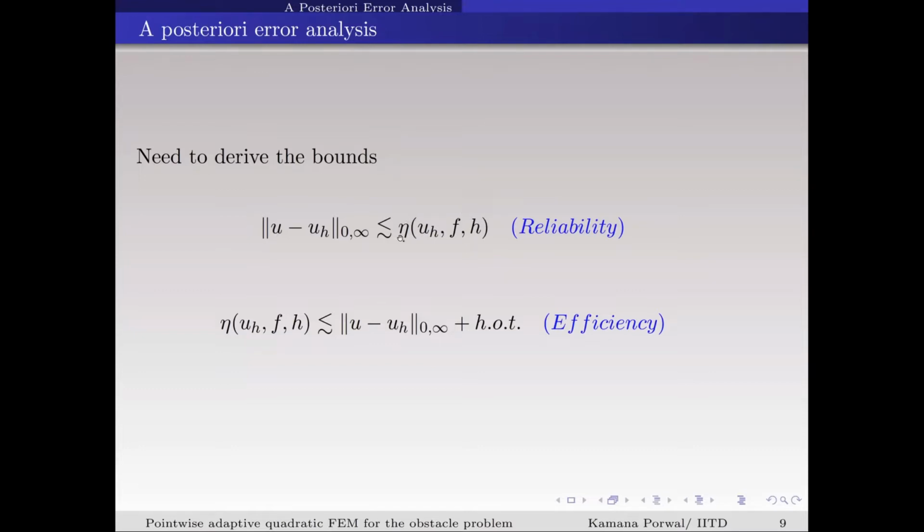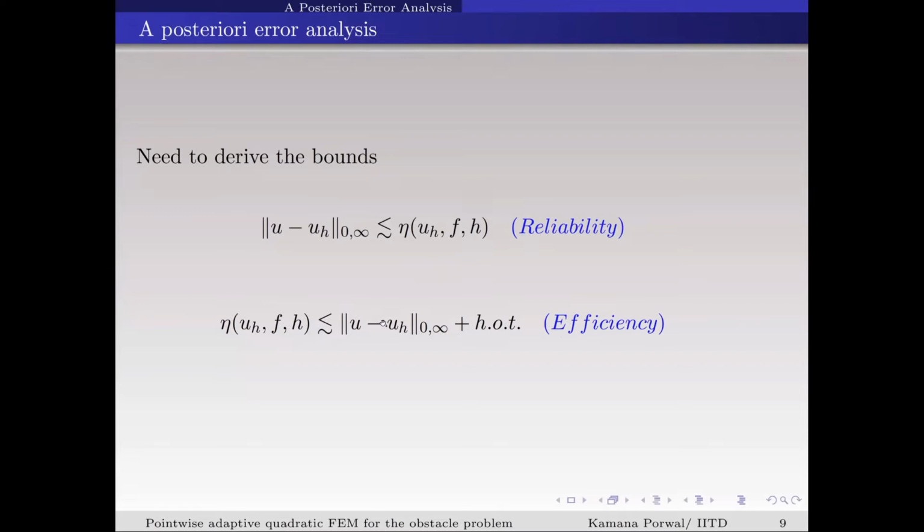And we aim to show that this quantity eta provides an upper bound of the error and also a lower bound of the error up to some higher order terms. Now, this quantity eta is called the a posteriori error estimator, and eta being the upper bound of the error is called the reliability of the error estimator, and eta being the lower bound of the error is called the efficiency of the estimator.